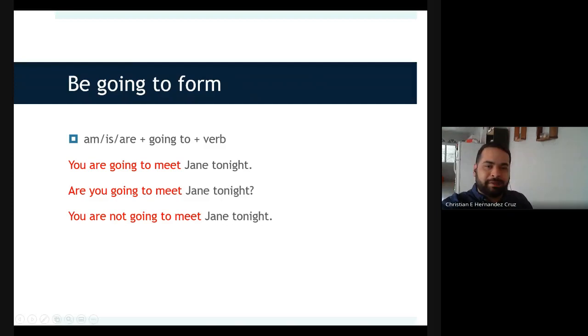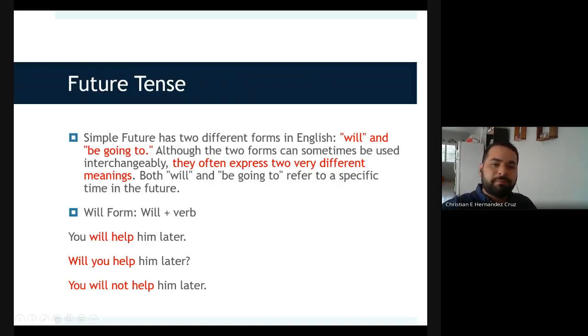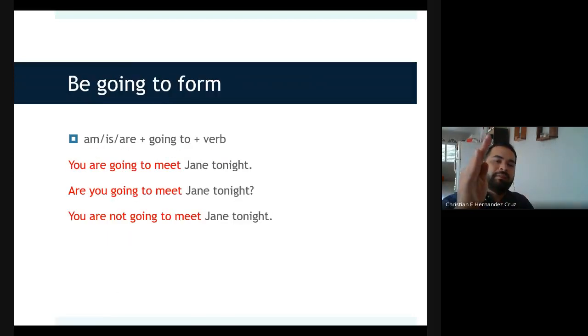All right, so I corrected this. Are you going to meet Jane tonight? So we have positive, we have negative, and then we have questions in the middle. It's very similar, going back to the will form, because we just have the verb and then we add stuff before the verb. In will form, all we do is add will, which is very, very simple. And then in the be going to form, we add the be verb and going to.